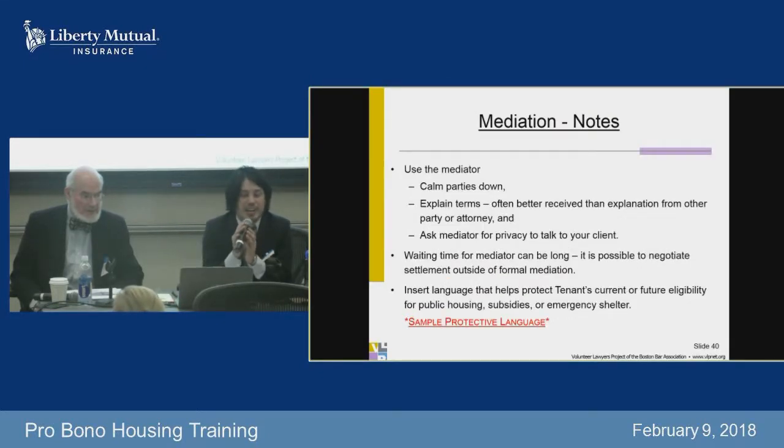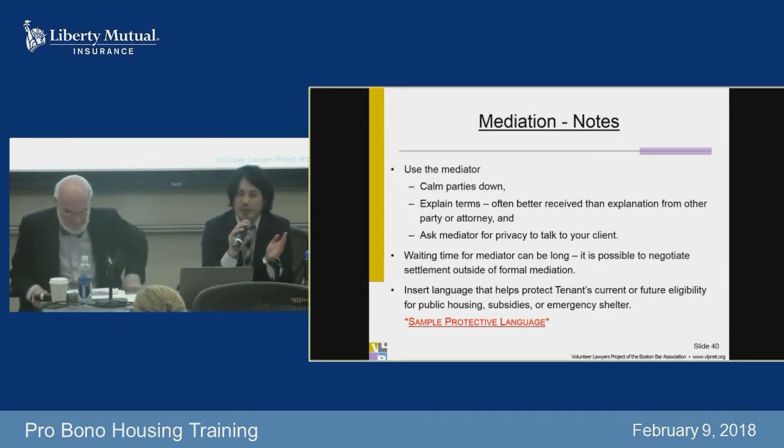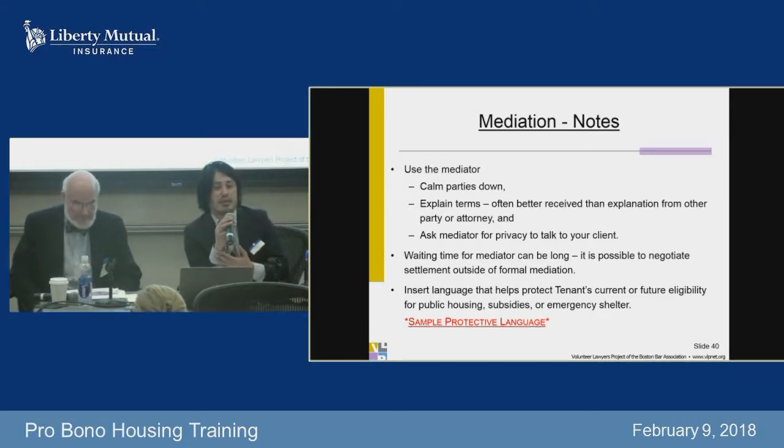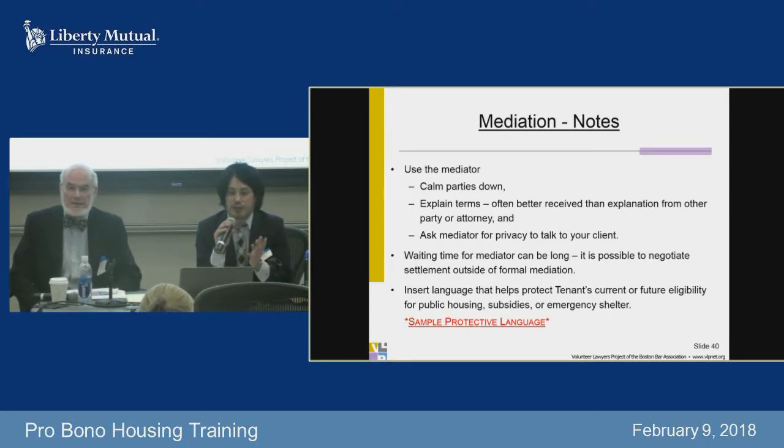Okay, a couple notes. If you have the benefit of the mediator, go ahead and use the mediator, right? The mediator is your friend. They can calm the parties down. Oftentimes, when both parties are arguing about what terms should go into the agreement or what the other person has done wrong, the mediator can step in and explain those terms in a way that is much better received than if it came from an attorney or the other party, right? You can also use the mediator for things like asking for privacy, so you can speak to your client, and the mediator will take the other parties outside.